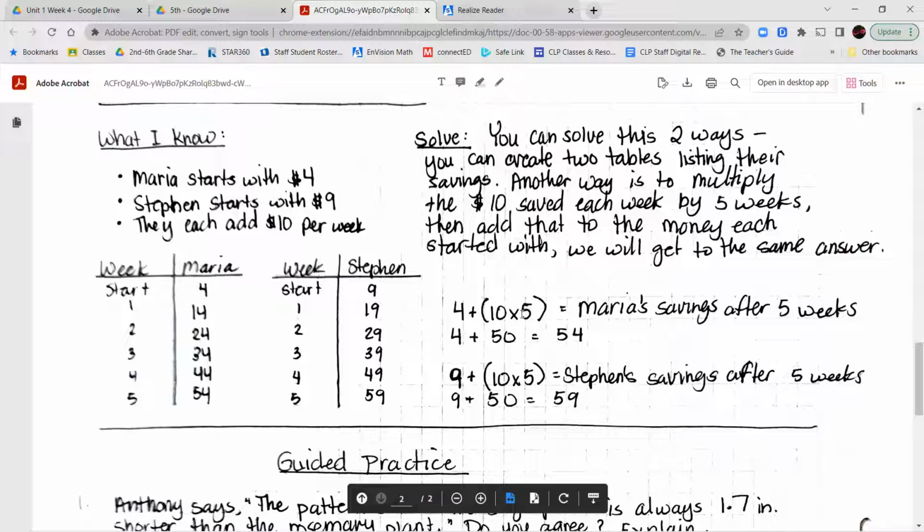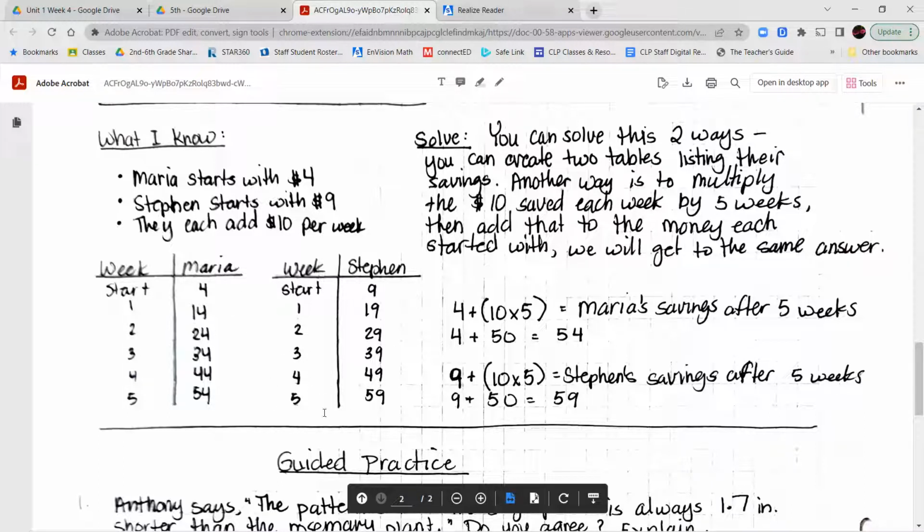And I can add whatever 10 times 5 is to the number that they started with. So for Maria's, I can have her $4 that she started with plus $10 for 5 weeks. So 10 times 5 will be 4 plus 50, which is going to give me $54 at the end of 5 weeks. I can do the same thing with Stephen's account. Stephen starts with $9 and then he saves $10 each week for 5 weeks. So I can do 9 plus those $10 times 5 weeks, which is the same thing as saying 9 plus 50, which is $59.